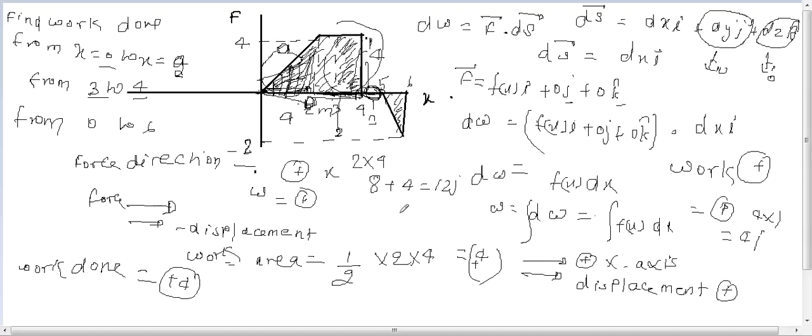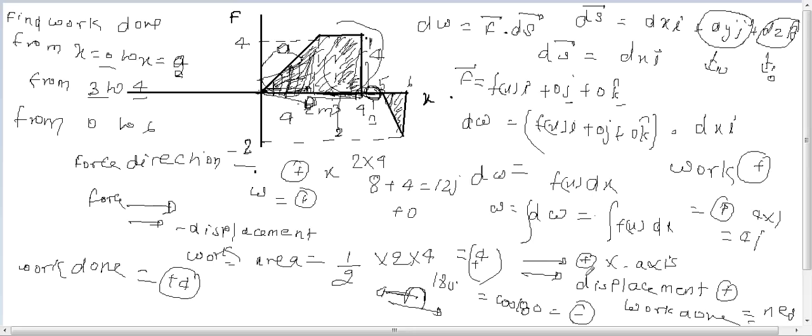So plus 0, and after that the force becomes negative. This means the force acts along the negative x-axis, in this direction, and the displacement takes place along this. So what is the angle between them? The angle between them is 180. Cos 180 is negative. Think about why I write cos 180. So the work done will be negative.